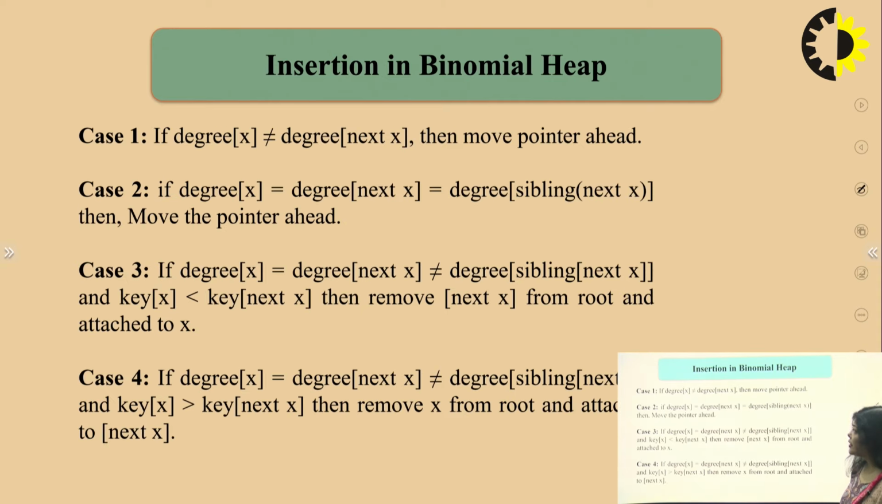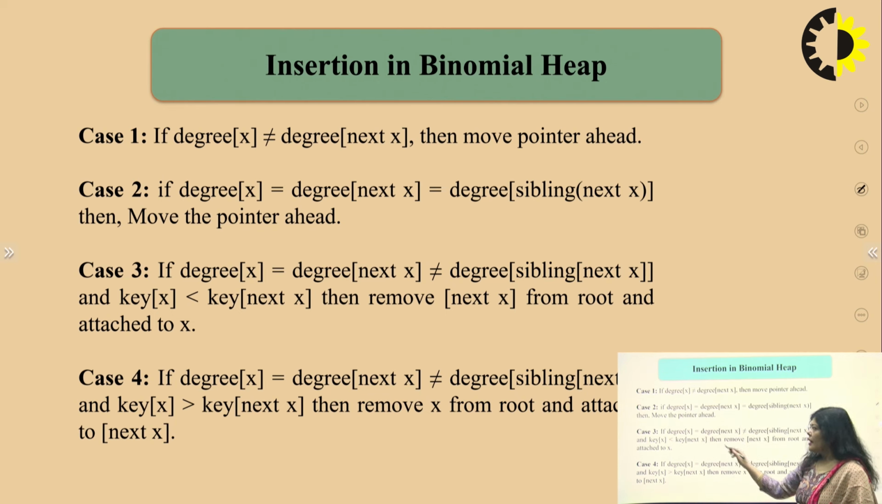If you remember, the first case says that if the degree of x is not equal to the degree of next of x, then we need to move the pointer. The second case says that if the degree of node x is equal to the degree of the next node in the heap, and which is also equal to the degree of the sibling of this next node, then again we move the pointer ahead.